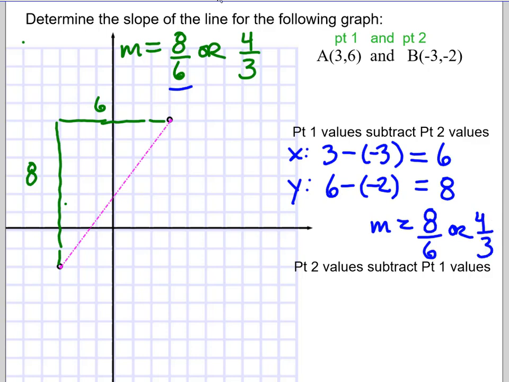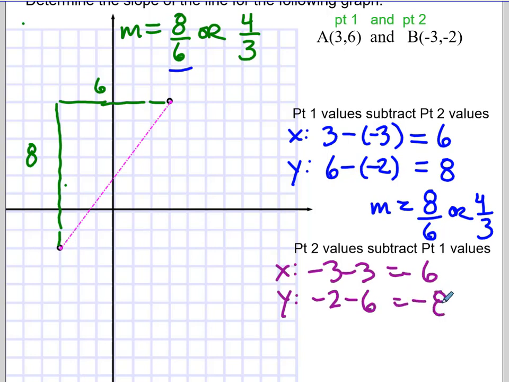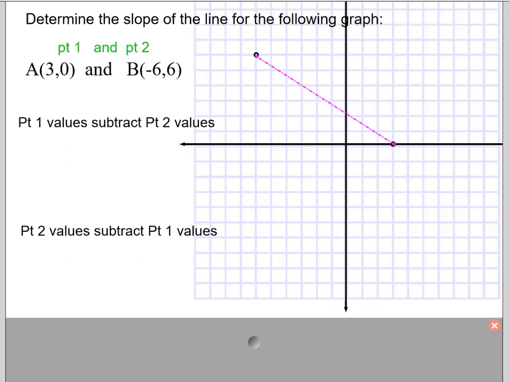Okay, so let's try it with point 2. Just slide this down a little bit. So point 2, there's my x values, and if we went negative 3 minus 3, there's the negative 6. Y values, that would be negative 2 minus 6, that becomes negative 8. And again, if we bring these down and rearrange them into slope formula, negative divided by a negative is a positive, and that becomes 4 over 3, just like we had in the other ones. Okay, so we'll do one more like that just to make sure.